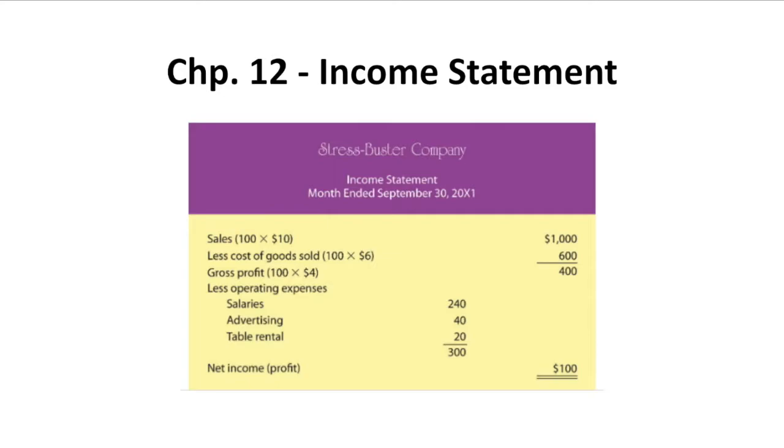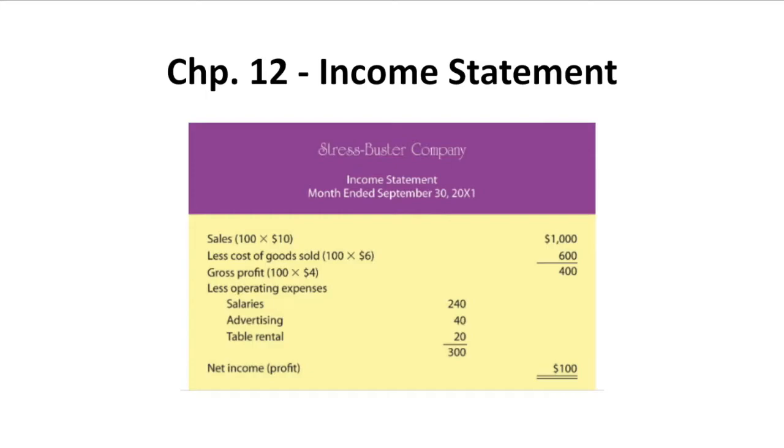So you can see on this one here, we've got sales, the cost of goods sold, which is the cost of the goods that were manufactured or either bought and then sold on to customers. We have a subtotal line here for gross profit, which is the 400 in this example, and then we've got some operating expenses, salaries, advertising, rental, and then net income or profit of $100 left over.